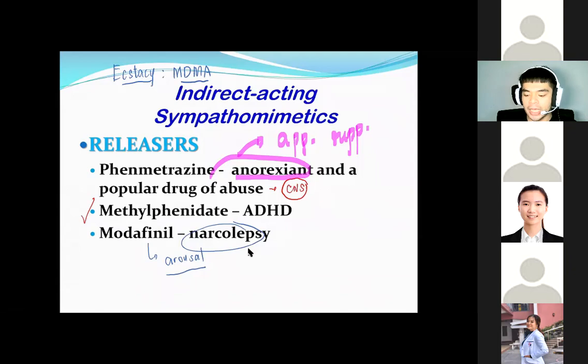Kaya lang ang problem, sympathomimetic siya, nakakamatay siya. It can cause death. Why? Ang ecstasy, releaser. So imagine niyo, pinaparami niya ba ang norepinephrine that binds to the receptors? Yes. So pag pinarami niya ang norepinephrine, what do you expect? Maraming pupunta sa alpha-1 receptors. Maraming pupunta sa beta-1 receptors. Can alpha-1 cause hypertension? Yes, it can cause hypertension. And then beta-1, does it cause tachycardia?